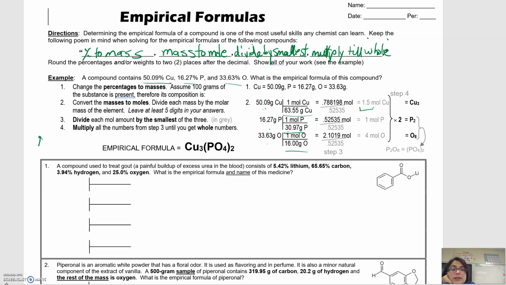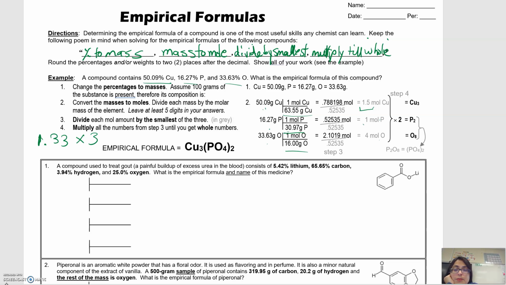If it was, let's say 1.33, you will multiply each of these by 3, because you can't just multiply one and not the other. That defies the algebra rules, okay? So if you're multiplying one variable, you need to multiply all of them, okay? So we have copper is going to become 3 when you multiply by this 2. Phosphorus is going to become 2, and oxygen is 8.